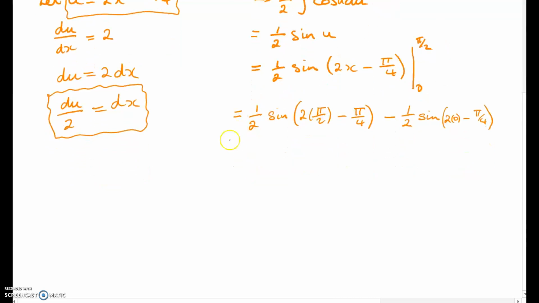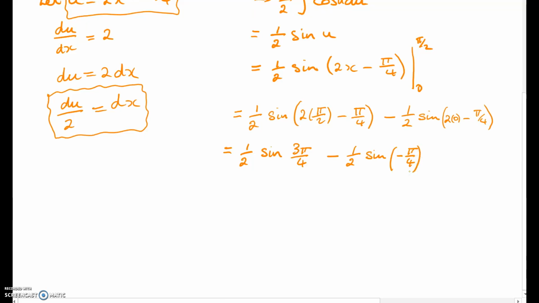Well, it's getting a little bit complicated now, because that becomes 1/2 times the sine of, 2 times pi over 2 is pi, pi minus pi over 4 is 3 pi over 4, minus 1/2 times the sine of negative pi over 4.